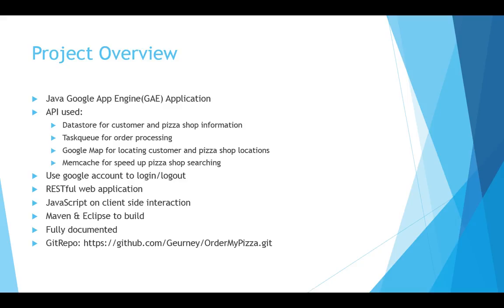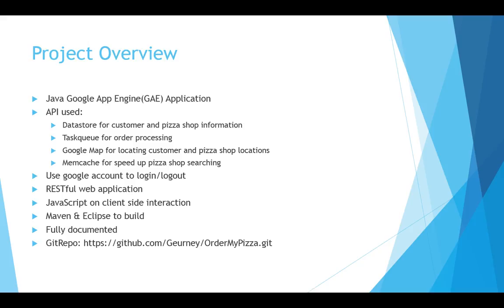Here is the overview of the project. It is based on Java Google App Engine for fast development and deployment. In the project, I mainly use 4 APIs. Data Store is used for storing customer and pizza shop information. Task Queue is used for order processing. Google Map is used for locating both customer and the pizza shops. And the map cache is used to speed up the pizza shop searching process.